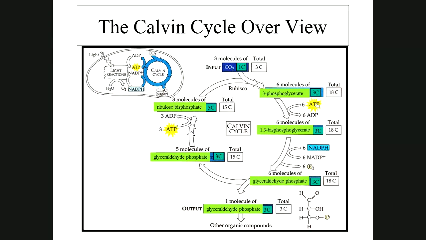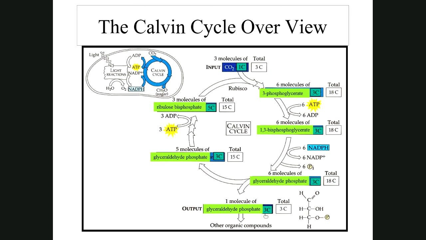ATP is used. That was produced by the light-dependent phase. NADPH is used. That was produced by the light-dependent phase. And at the bottom, you see that there's 6 molecules of glyceraldehyde phosphate produced. Well, the cell harvests 1 of those molecules per turn of this Calvin cycle. Every turn, the cell gets to harvest 1 molecule of glyceraldehyde phosphate. And you see that it is 3 carbons. Remember, there were 3 molecules of carbon dioxide that came in. That was 3 carbons. This glyceraldehyde phosphate is also 3 carbons.